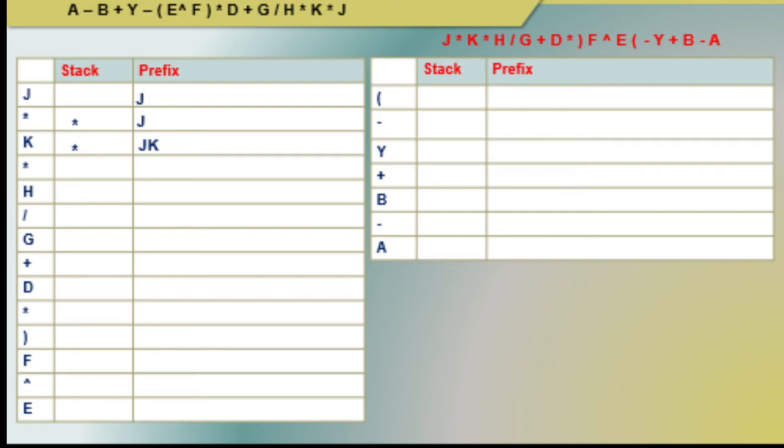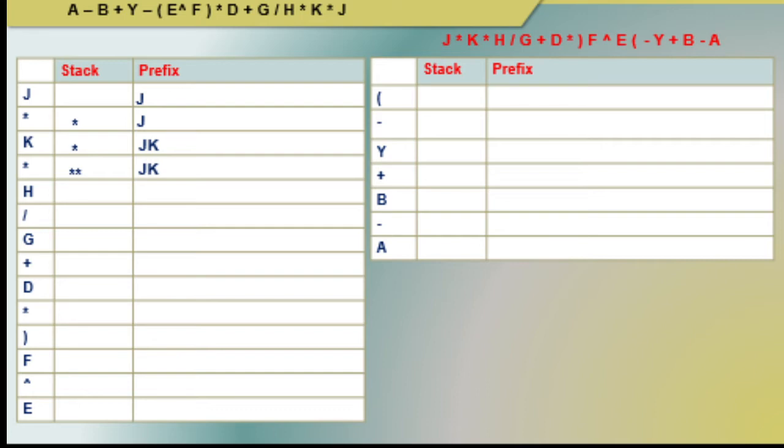Our top of the stack is multiplication. They have the same priority. So based on the rule, we are going to push the incoming operator on the stack. So our stack now contains our two multiplication operators and our output is still J and K operands.